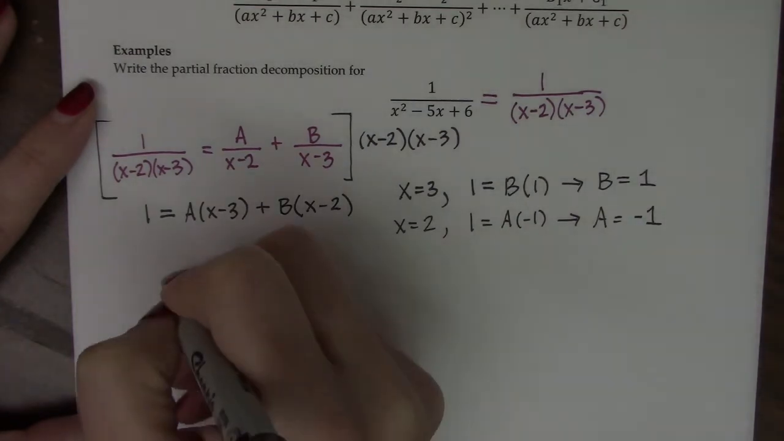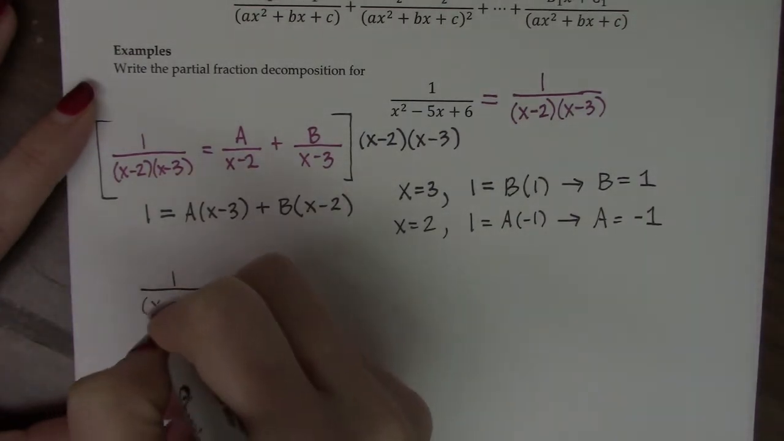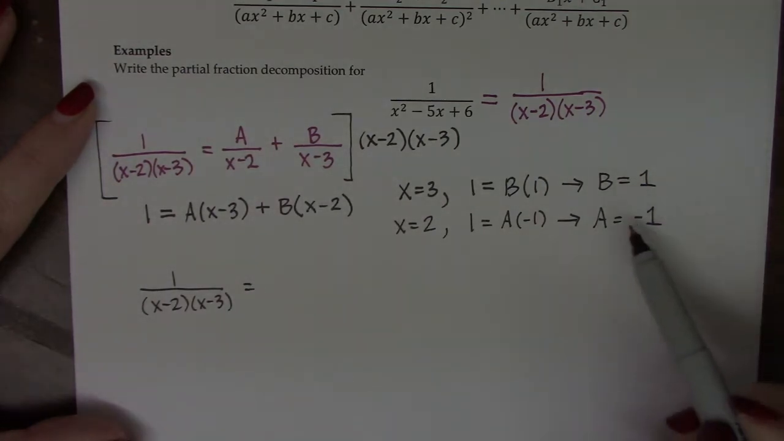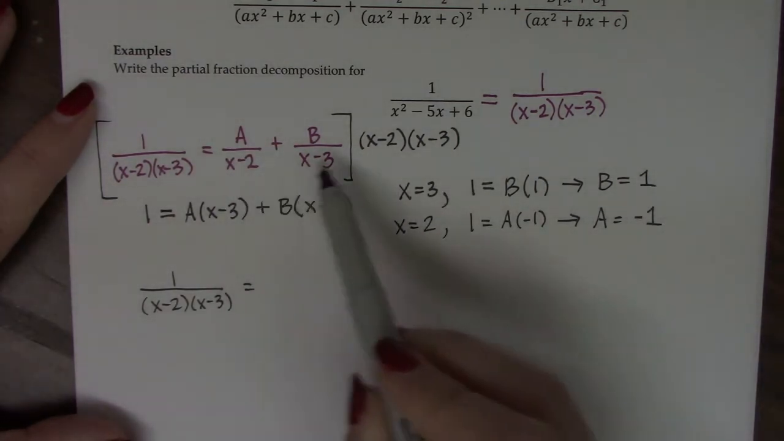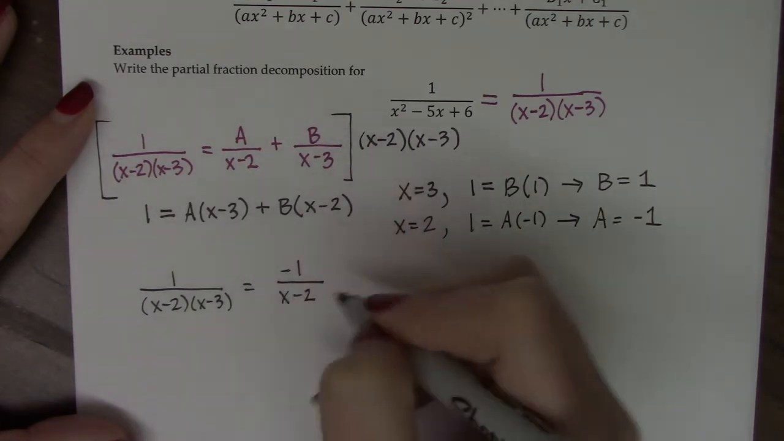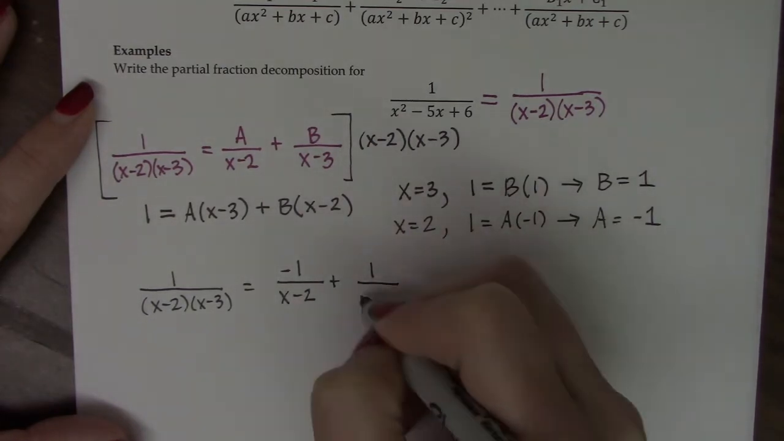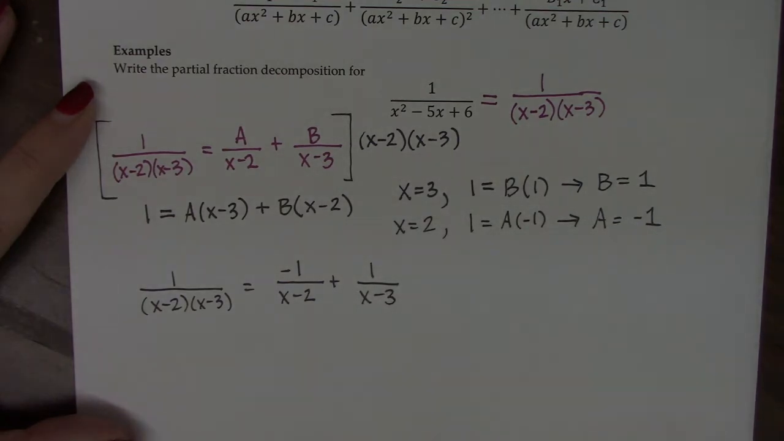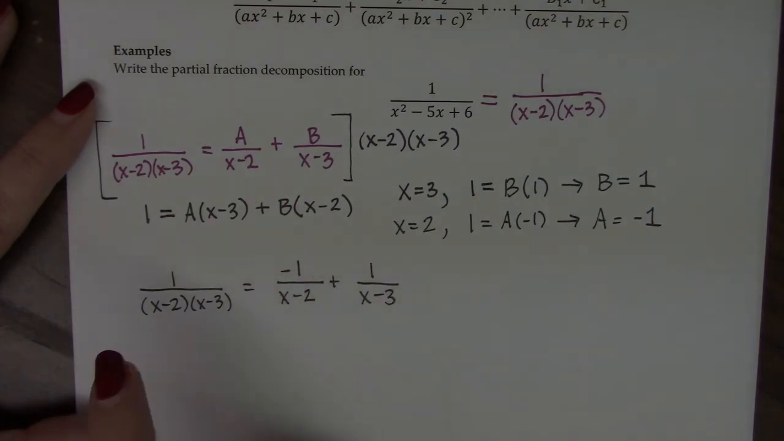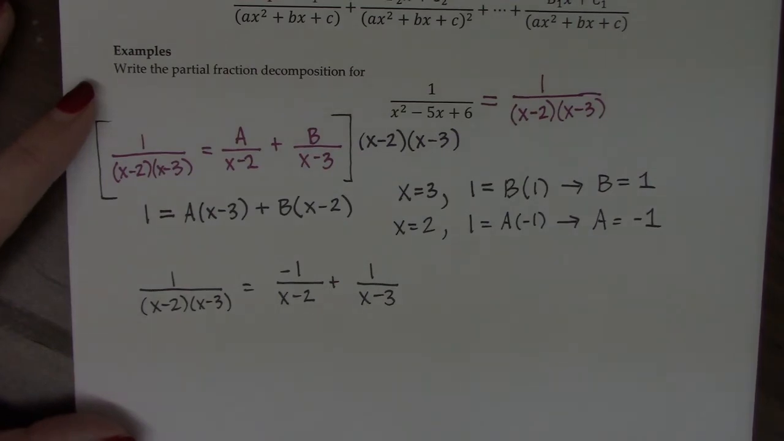So that means that 1 over x minus 2 times x minus 3, and you've got to be careful to make sure you throw these constants in the right spots here, is going to be negative 1 over x minus 2 plus positive 1 over x minus 3. If you actually found a common denominator over here, simplified this fraction down and added it up, it would simplify back into the original thing you started with.